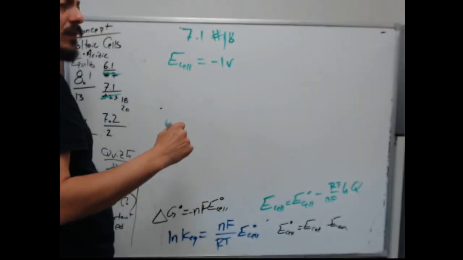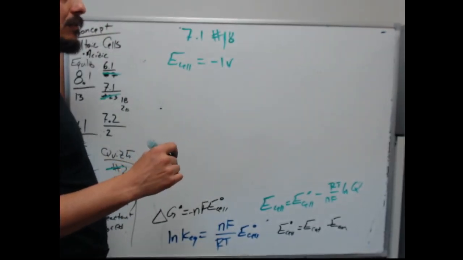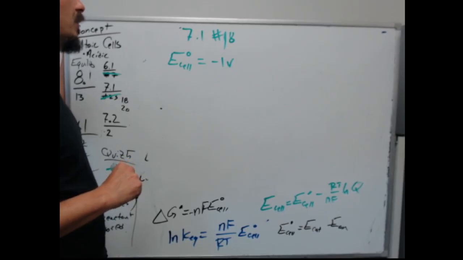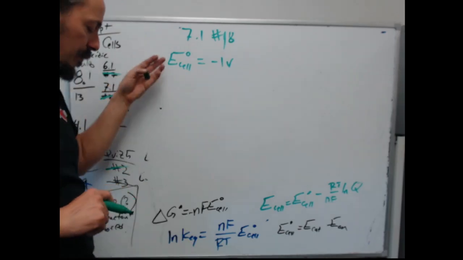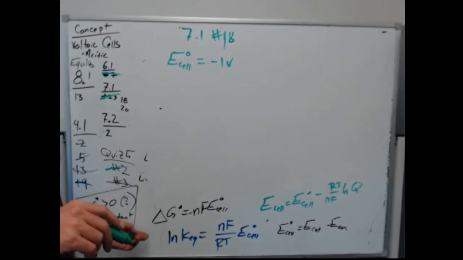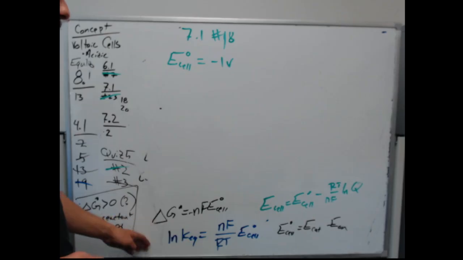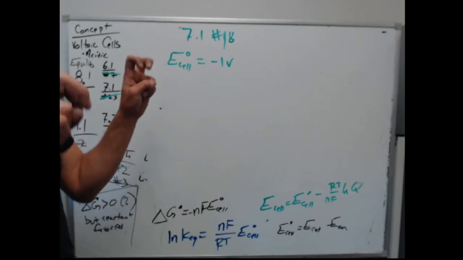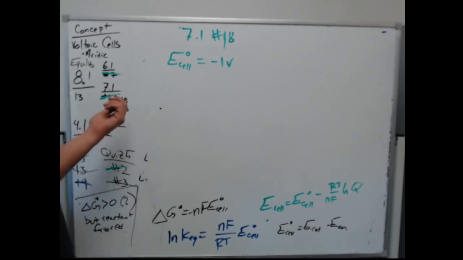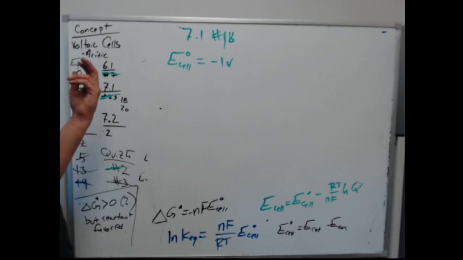Assume 25 degrees Celsius. What does E cell standard tell you about the amount of products that will be produced at equilibrium? Okay, so if we have an E cell standard of 1 volt, we can just plug it in to either of these and find the delta G standard, we can find the KEQ, we can figure out whether this is going to be product favored or reactant favored.